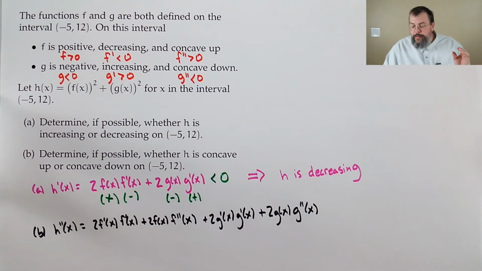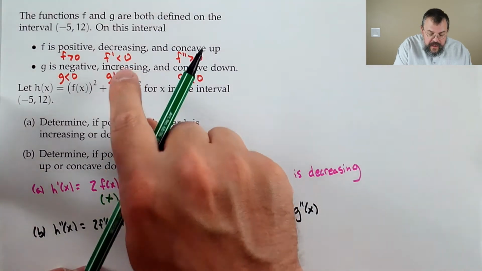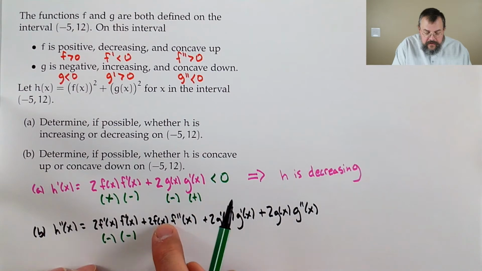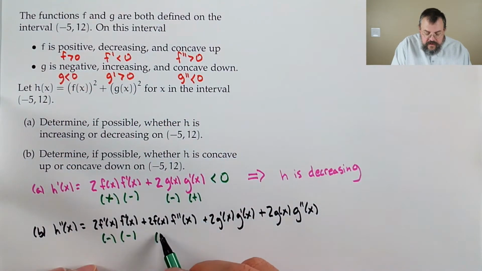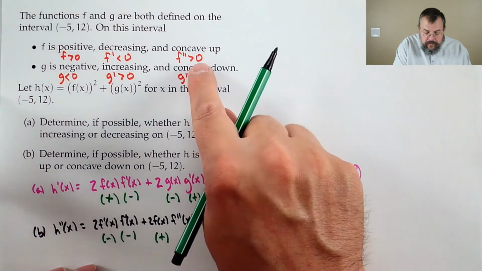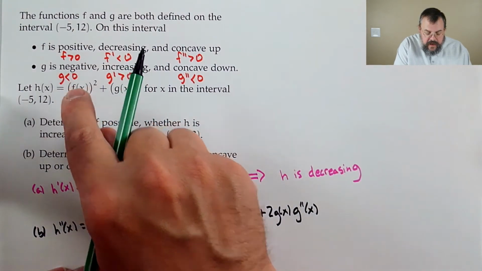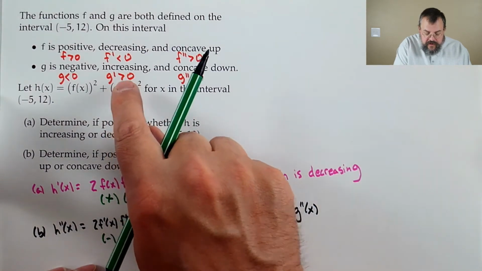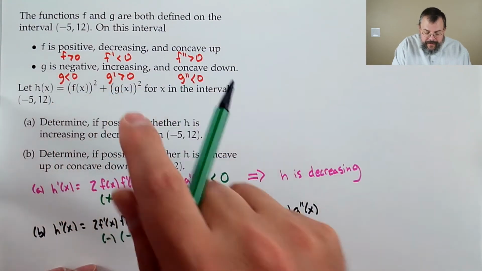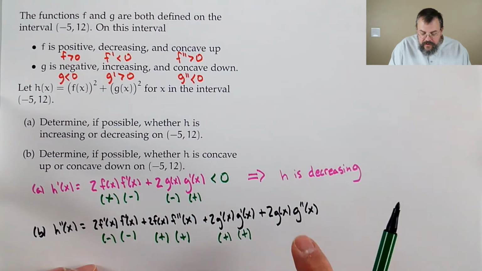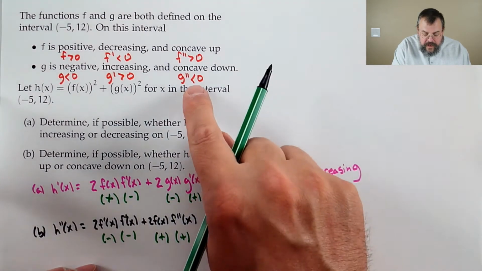There's a bunch of terms. But again, let's go through it term by term, see what we know. f prime, negative. So we have a negative times a negative. f, positive. So that's a positive. f double prime, positive. All right, positive. g prime, positive. Actually, I'm pointing to g. g prime, all right, positive, positive. Now g, negative. g double prime, negative.